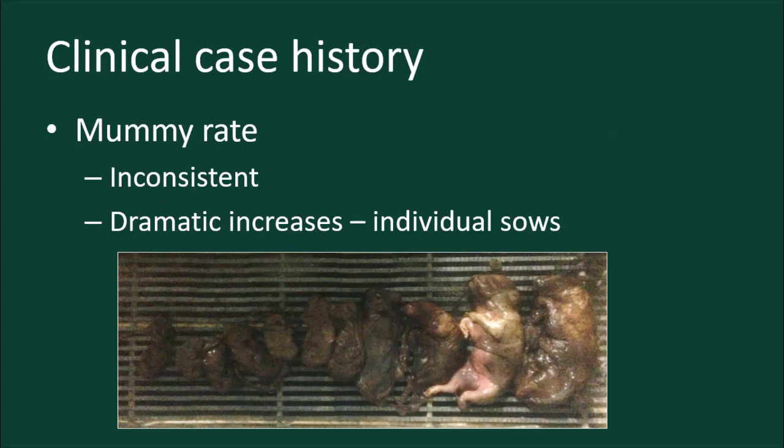The mummies, this is a photo of one of the index cases. Again, as has been described by others, the mummy rate is very inconsistent, but most often you see it associated with dramatic increases, particularly in individual sows. And you see this multi-phase fetal death, varying crown to rump length in the fetuses.